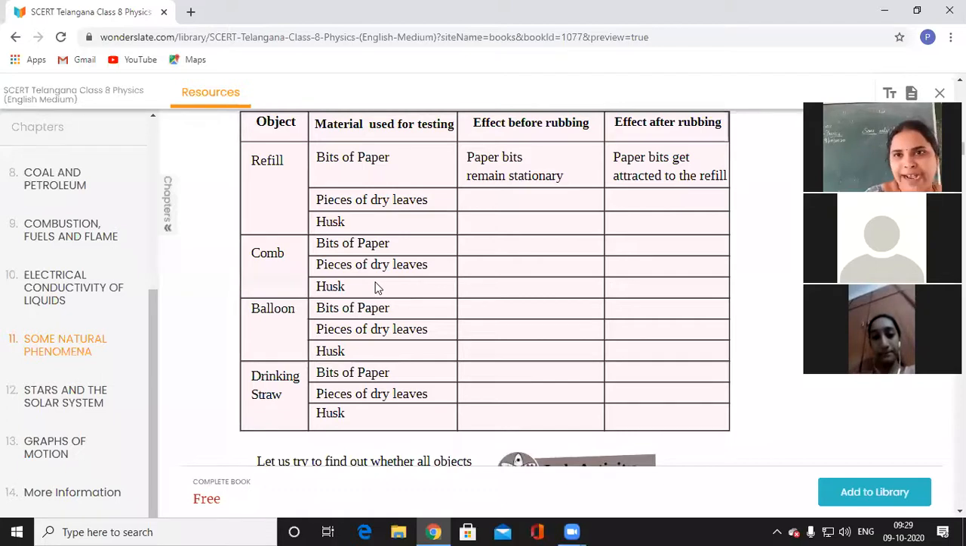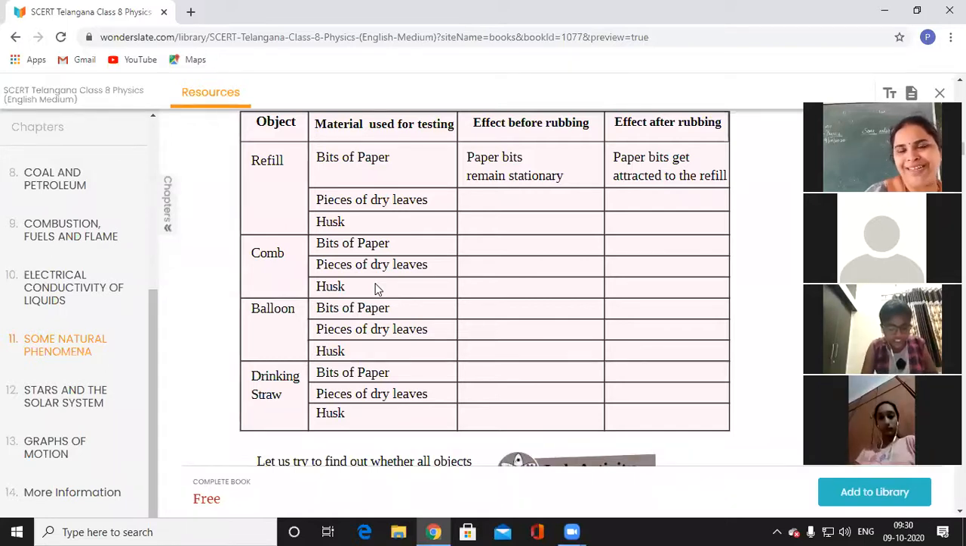Yes. Next, husk. Husk means, I told you, right? Endu gaddi posalu, all those is husk. Very small things, tiny bits of dry grass, or otherwise the husk of rice. Okay, that is called husk. Yesterday I already told you, right? So that also remains stationary before rubbing the refill. When you bring the husk near the refill, the husk remains stationary. After rubbing, the husk gets attracted to the refill.